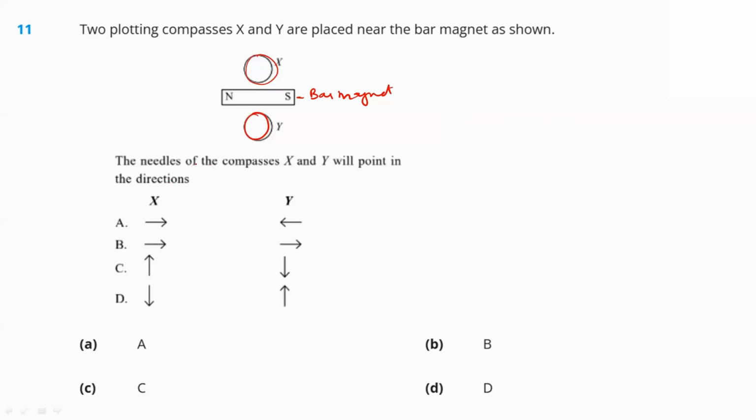So we know that a compass always points in the north-south direction, isn't it? North-south direction. So definitely both the needles will be pointing in this direction, towards the right side. So option number B is our correct answer. The B option, which is pointing both towards the right side, is our correct answer.